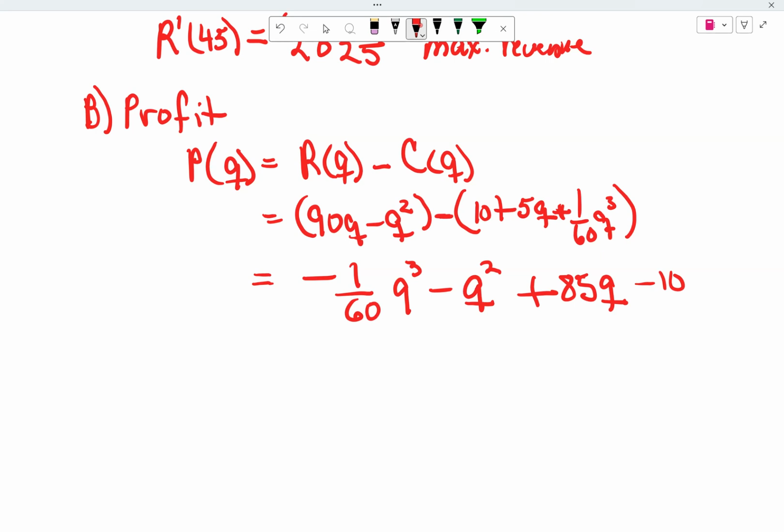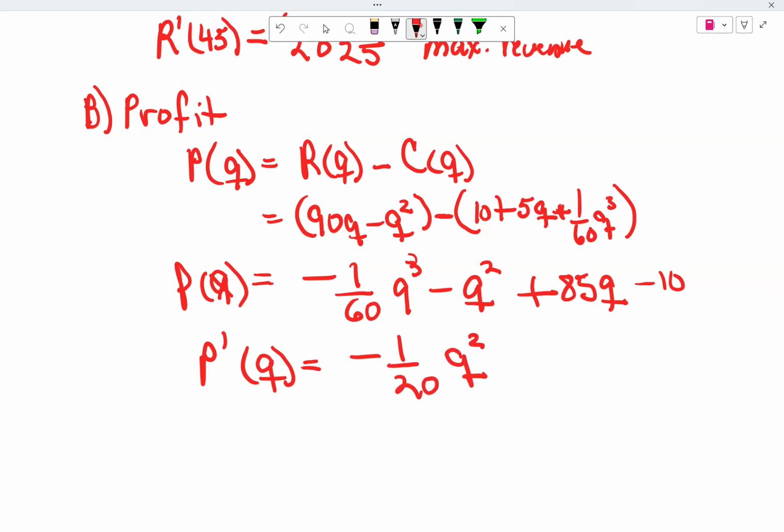Okay, so now what we're going to do is find the derivative, because remember, this is just the P of X, or the P of Q in this case. So we find that first derivative, P prime of Q. Remember, you're multiplying by the exponent, so 3 times negative 1/60, you end up with negative 1/20th Q to the second power, because you take away 1, minus 2Q plus 85, and that equals 0.